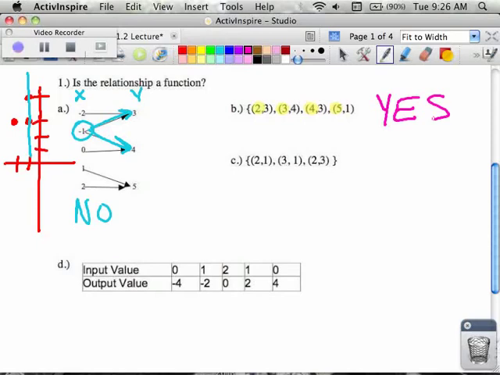Whereas if you look in the next one, down below, you'll notice that there are 2 different 2's, which means that if I look at the x value of 2, it's going to both the number 1 and the number 3. So for the x value of 2, there are 2 y values, which means letter C is not a function.